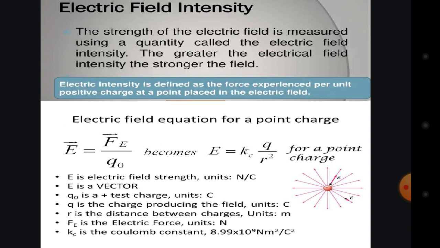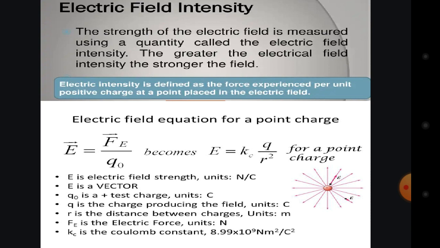So normally the electric field intensity is talking about electric field, and when we are talking about electric field, we are talking about electrically charged particles, that is the positive charge particle and the negative charge particle. So normally the strength of the electric field is measured using a quantity called the electric field intensity. The greater the electric field that we have, the greater the intensity of that field that we are going to have.